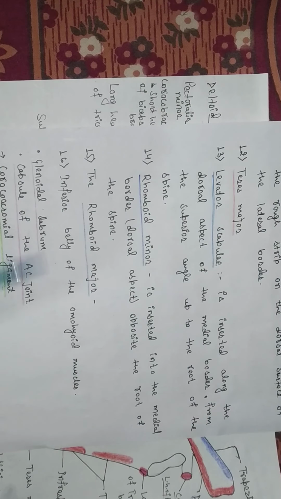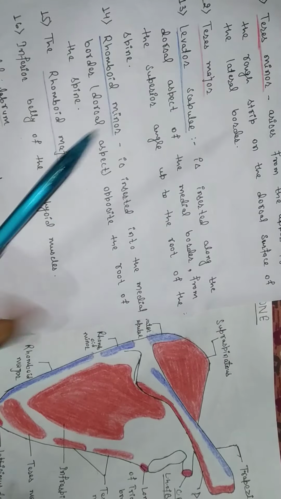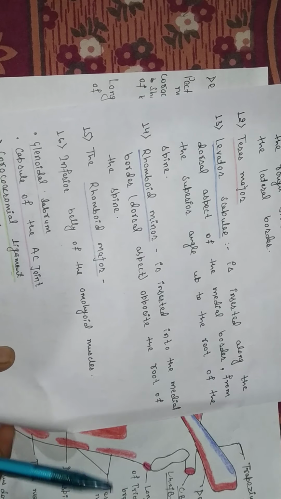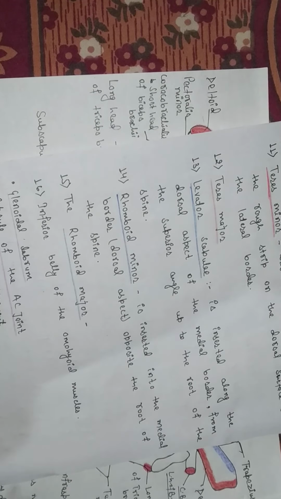After that, there is the glenoid labrum, which is present in the glenoid cavity. And there is a capsule of the AC joint. AC joint is the acromioclavicular joint. After that, the coracoacromial ligament. The coracoacromial ligament is attached to the lateral border of the coracoid process and to the medial side of the tip of the acromion process.